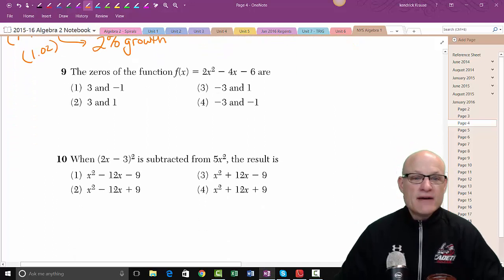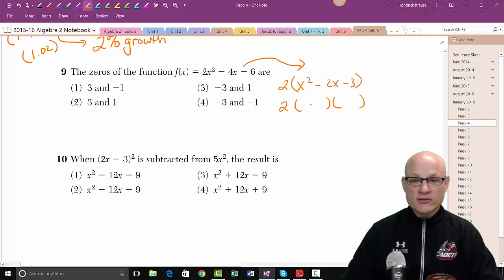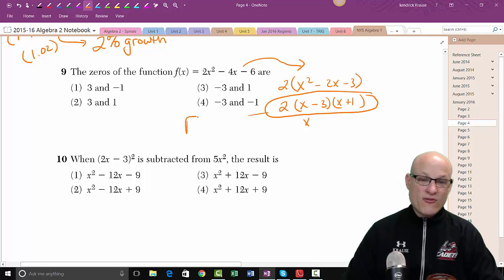Find the zeros of this function. Well, the first thing I'm going to do is show you two different ways to do this problem as well. I'm going to take out this 2, and I'm going to be left with x squared minus 2x minus 3. Now I can factor it. X and x, minus 3 and plus 1. So my 2. By the way, these are not the answers. These are the factors, not the roots or zeros.